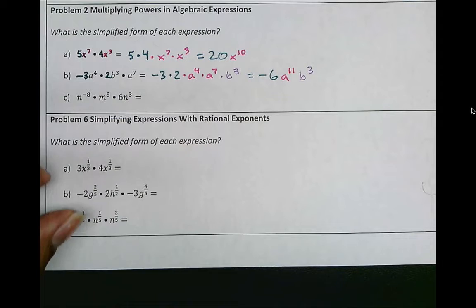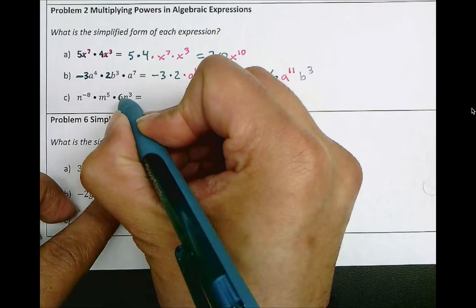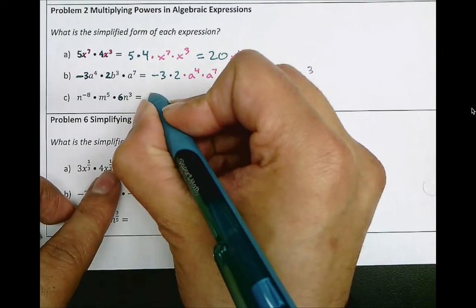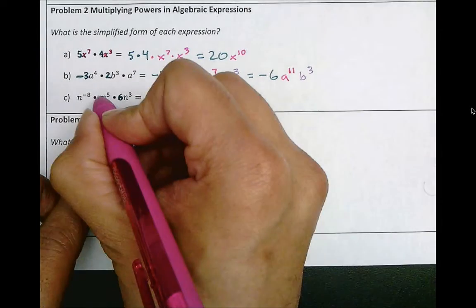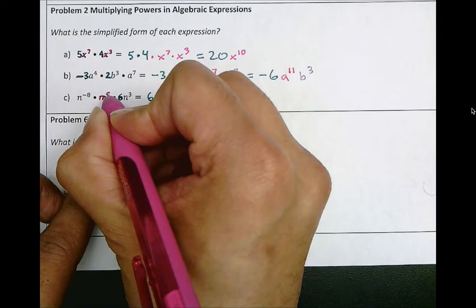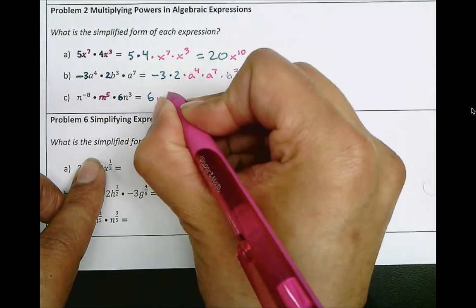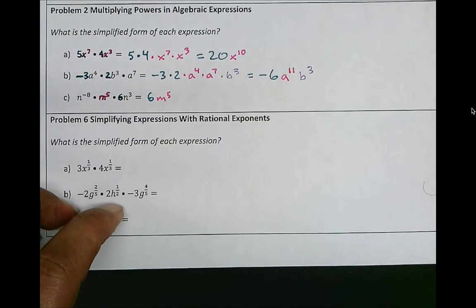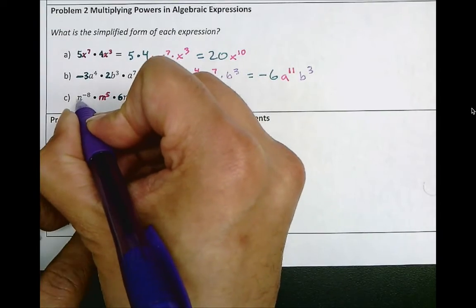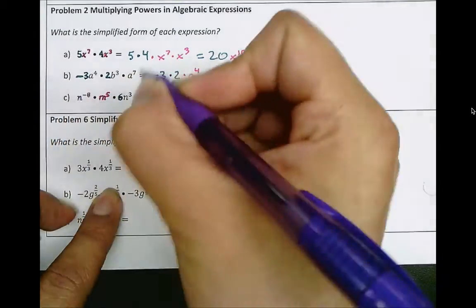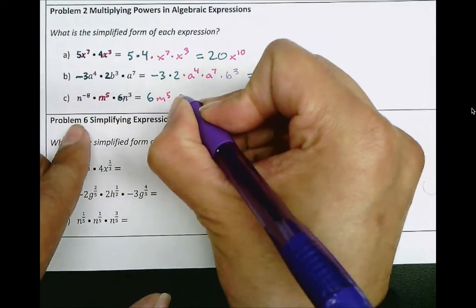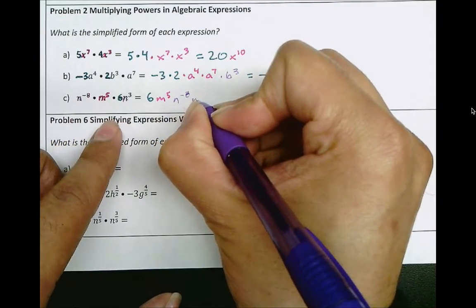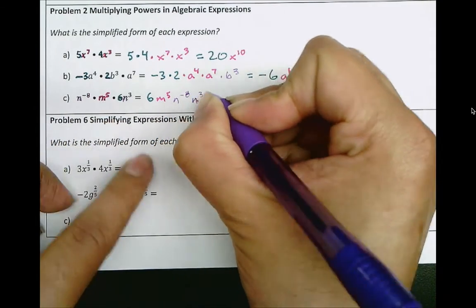Part C. In part C, if we look for numbers first, the number or coefficient we have here is the 6. So we're going to bring the 6 over first. The next thing we have, if we look at the variables, I'm going to go alphabetically. So let's go with the m to the power of 5 and bring that on over because there are no other m's. That's the only one we're bringing over. And then we have the n to the power of negative 8, and n to the power of 3. So we bring over n to the power of negative 8, and then this is being multiplied with the n to the power of 3.